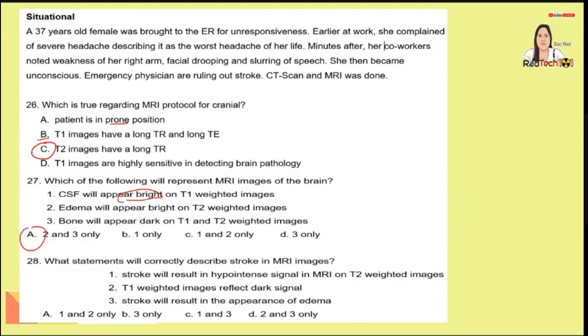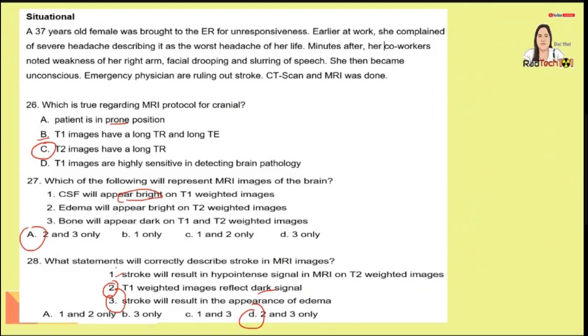28, which statements will correctly describe stroke in MRI images? The correct answer is letter D. So T1 weighted, dark siya ang stroke. Number 3, stroke will result in the appearance of edema. Okay? So this is false ang number 1.